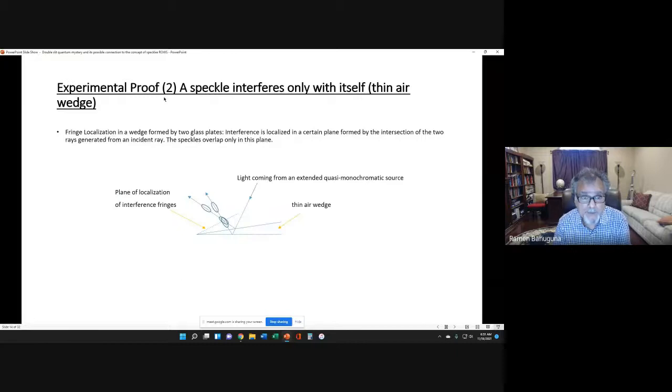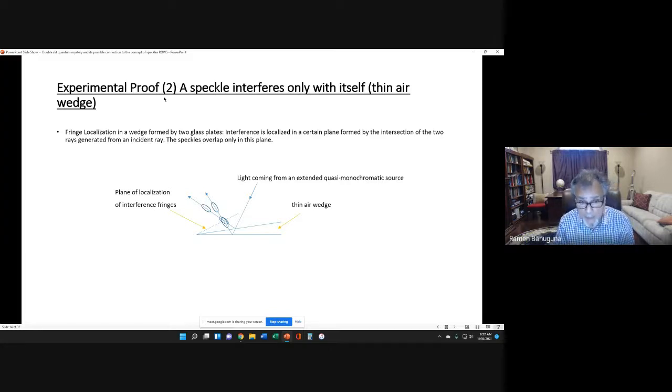Here is another proof. We all know, especially those working in the area of interferometry, that if you have an air wedge and you shine light on it, if it's a point source, then the fringes are non-localized. That means the fringes are everywhere. There is no localization. They are sharp everywhere. But as soon as you extend the source, even a little bit, the speckles start forming.